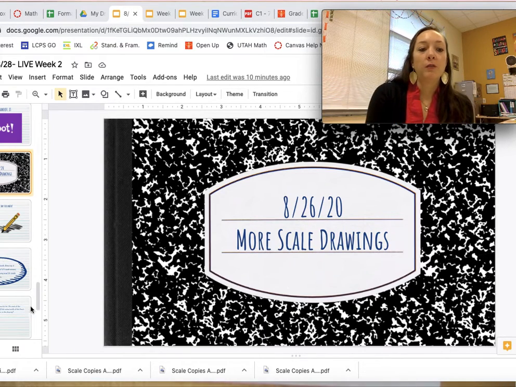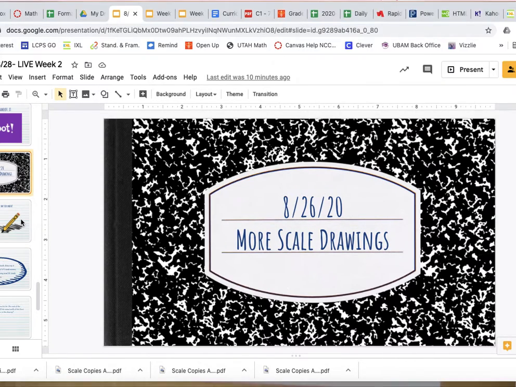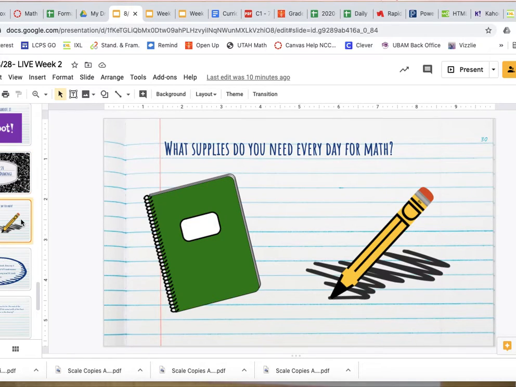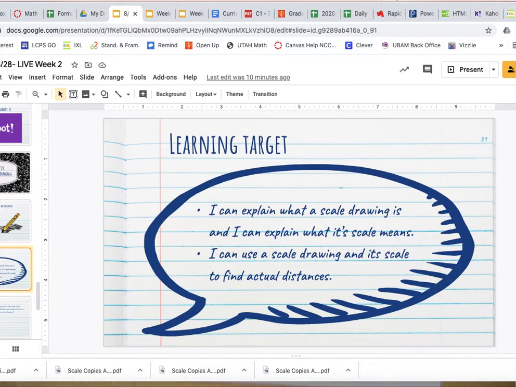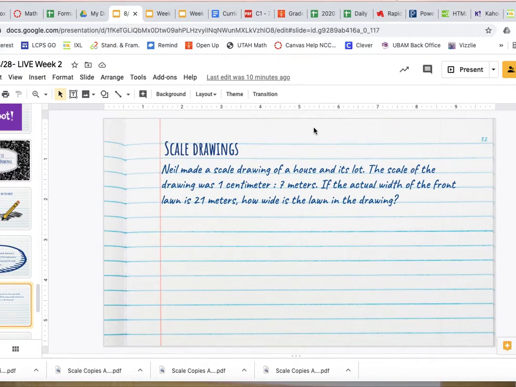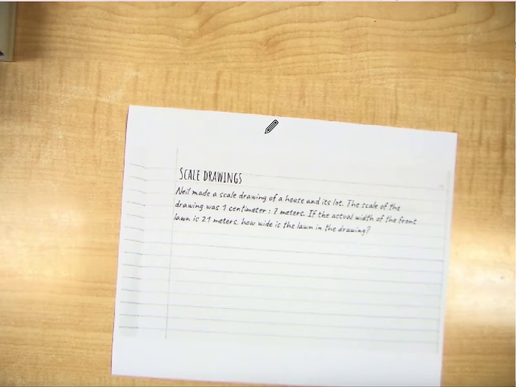Okay, so today is Wednesday, 8/26, and we are going to look at scale drawings. Oh, there goes my picture. So the supplies that you need for math every day are just a notebook and a pencil. Make sure you have those out as we go through these examples. And our goal for today, again, is just to talk about scale drawings, explain the scale, and use scale drawings to find actual distances. So, let me get to the right screen.